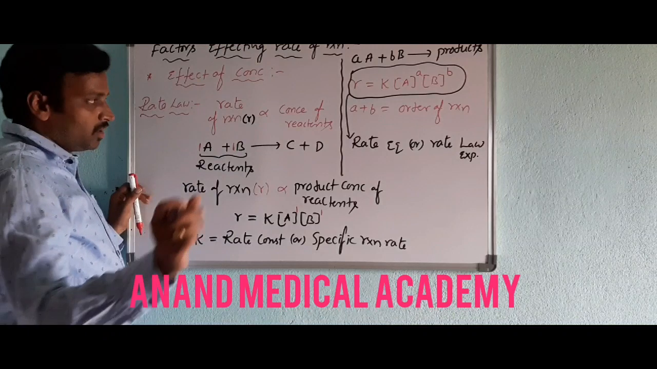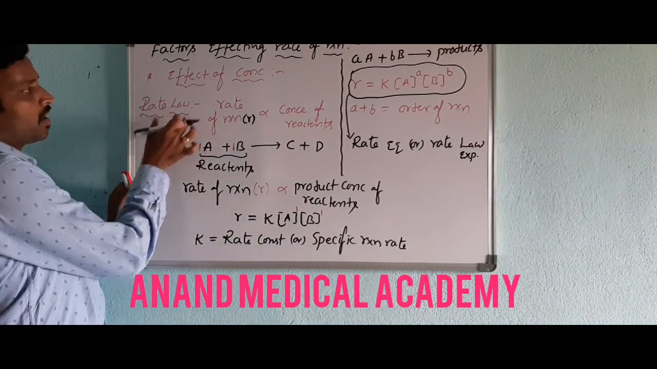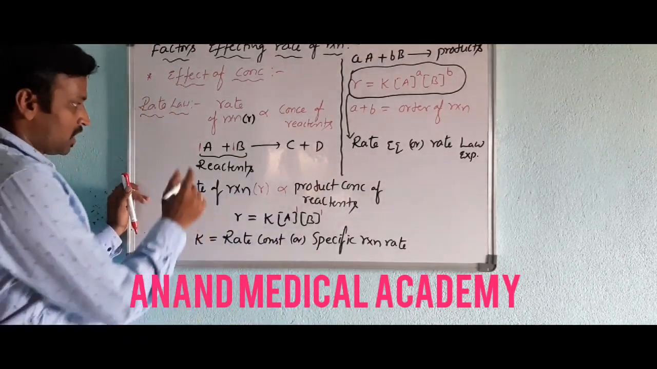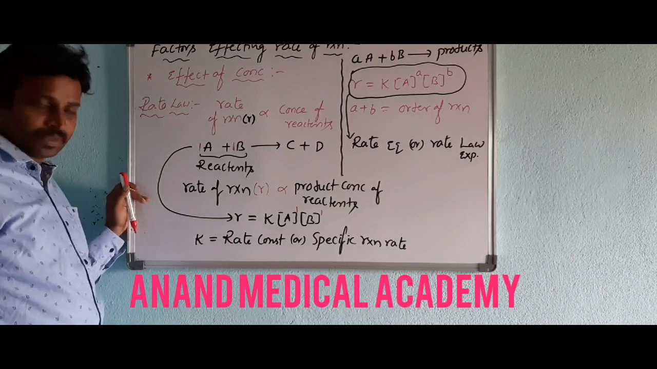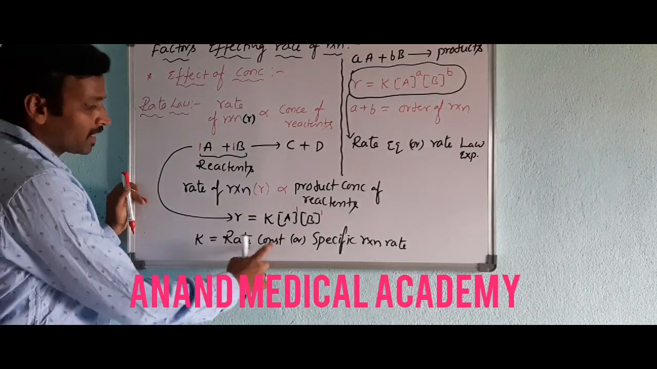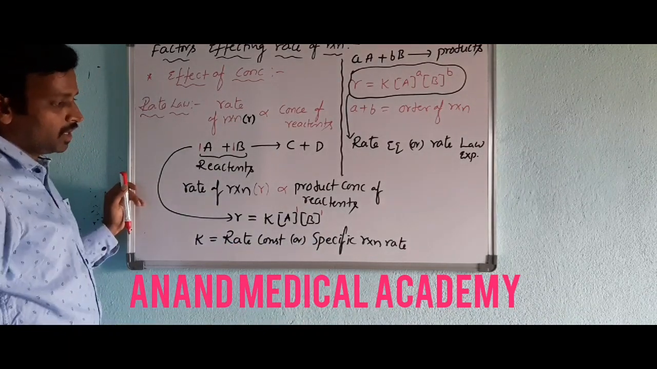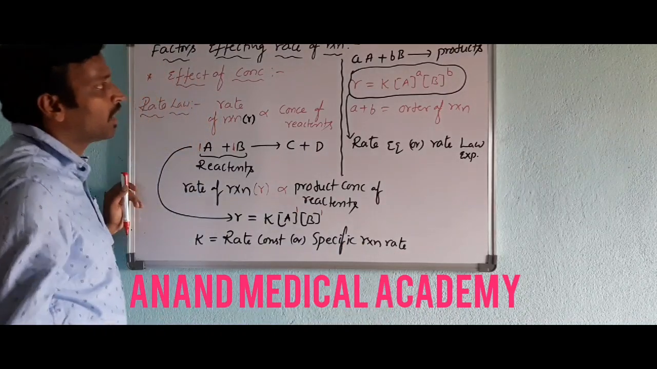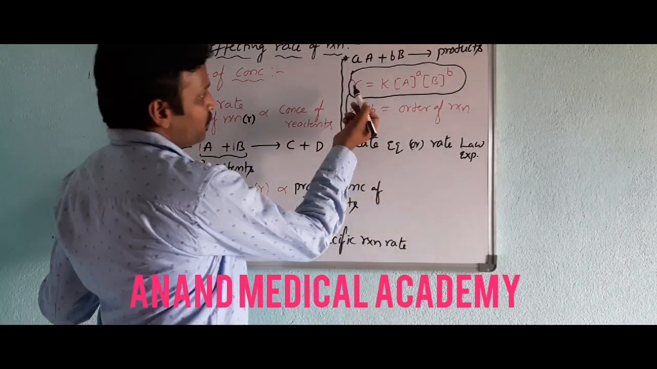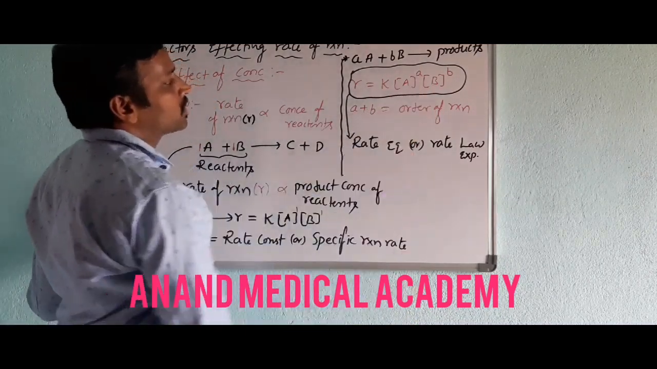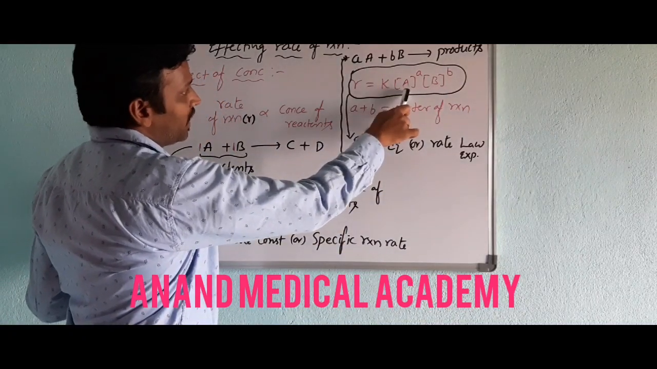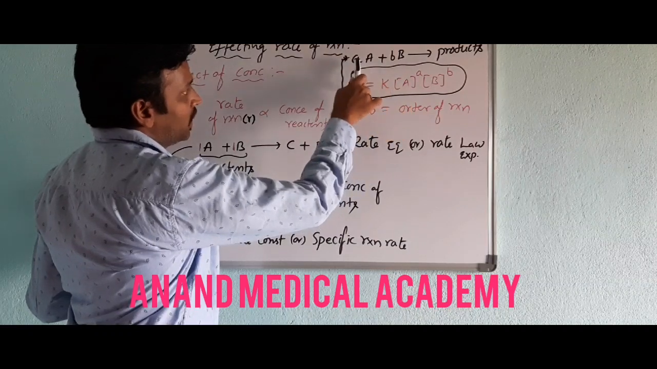So first of all, what did we discuss here? What is rate law? Guldberg and Waage gave it: the rate of reaction is proportional to the product of concentrations of reactants. So what is K? Proportionality constant, or rate constant, or specific reaction rate. And for aA plus bB gives rise to products, R is equal to K into concentration of A power a and concentration of B power b, because the concentration of A is the reactant concentration, here a moles.